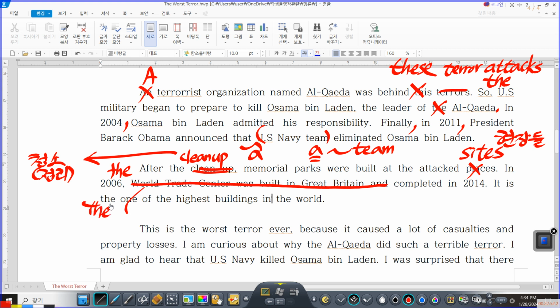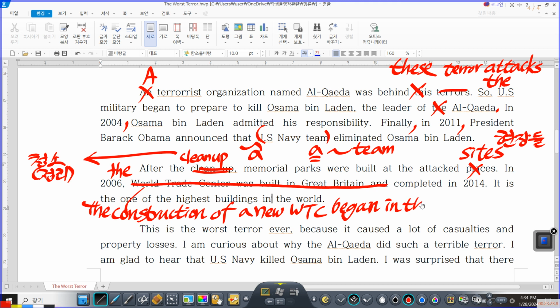다시 적어보자. 이제는 이렇게 하지 말고 이게 자꾸 주어가 바뀌지 말고 the construction 건축이지. Of a new 새로운 거죠. Of a new World Trade Center. 이렇게 하자 이제 좀 기니까. Began in the U.S. and was completed. 이렇게 여기 was면 되겠네. 이렇게 뒤에 있는 걸 살리자. In 2014, it was one of the highest buildings in the world. Okay.